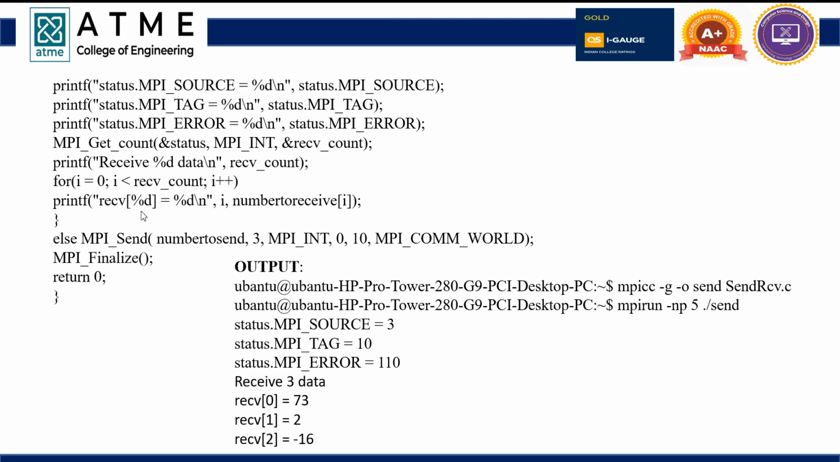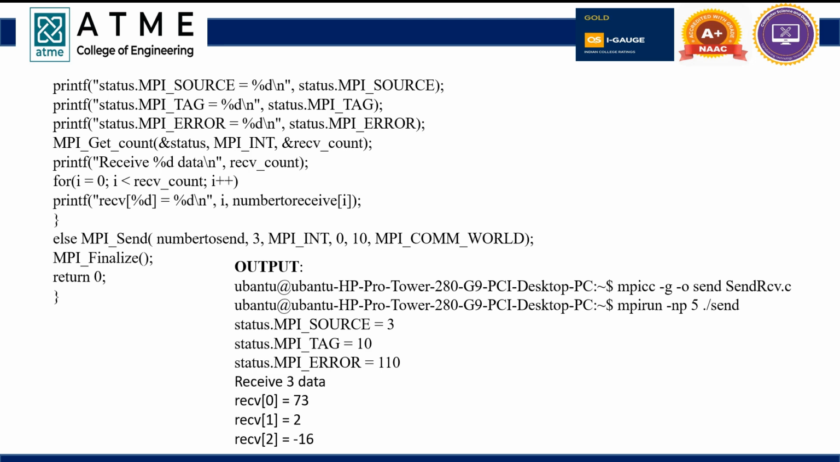Print the received data, else print the send data. Number to send is again 3. So all the non-root processes send data to process 0. The number of integers to send with data type MPI_INT, the destination is the process with rank 0, the tag is 10, and the communicator is MPI_COMM_WORLD, and return 0.